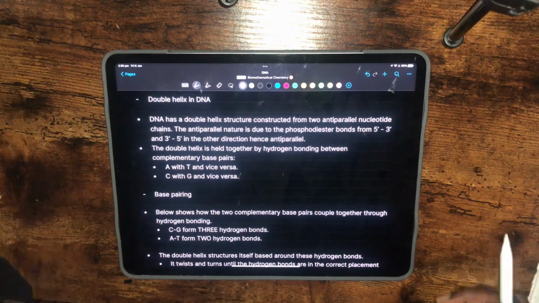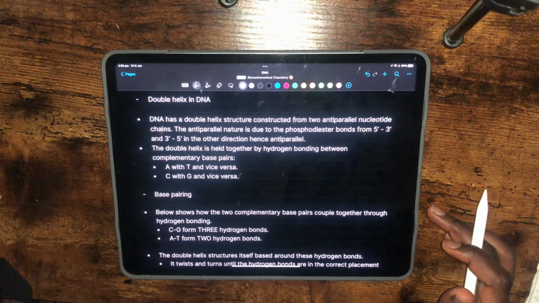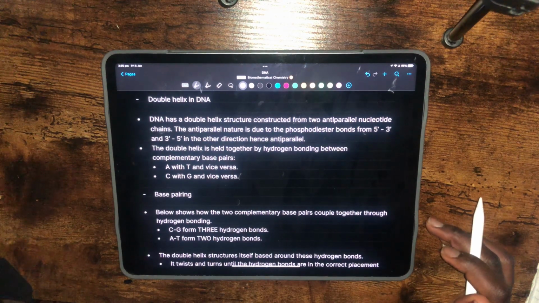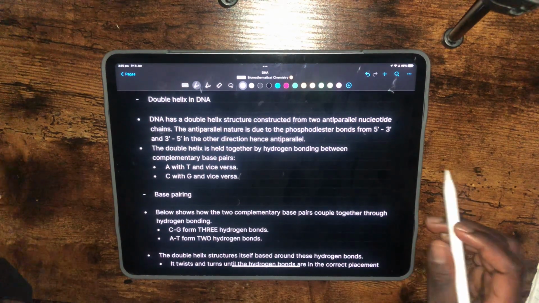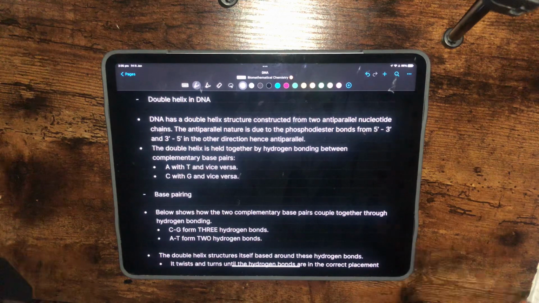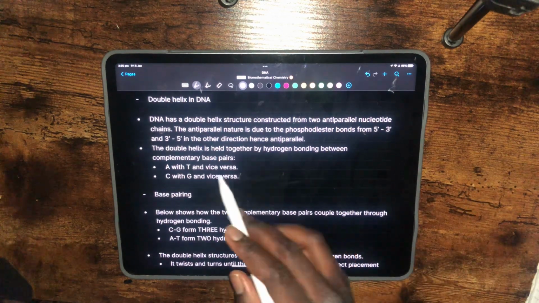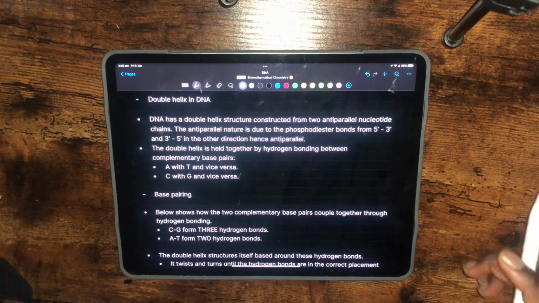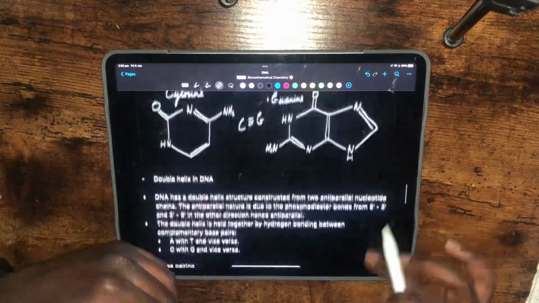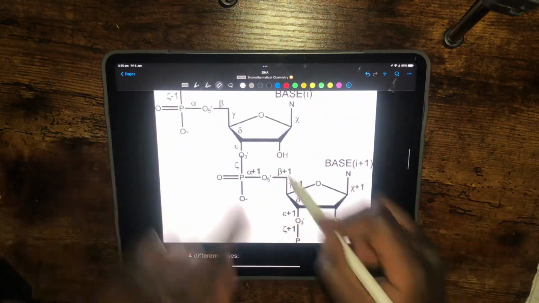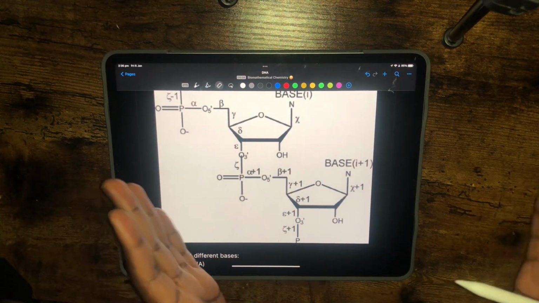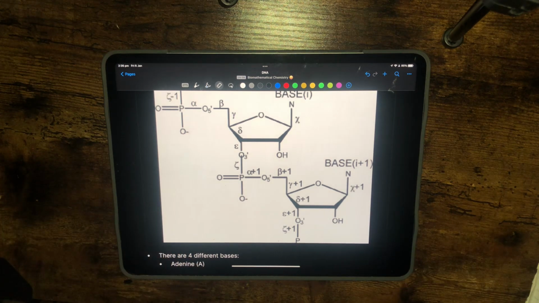So DNA is a double helix structure constructed from two antiparallel nucleotide chains. The antiparallel nature is due to the phosphodiester bonds from 5' to 3', or if you want to skip the prime part, you can just say 5 to 3. And the reason it's considered anti-parallel is because on one side of the chain, if you're just going down this side, as I said before, I'm not talking about both of the nucleotides joined together in this one example, but say that they were.